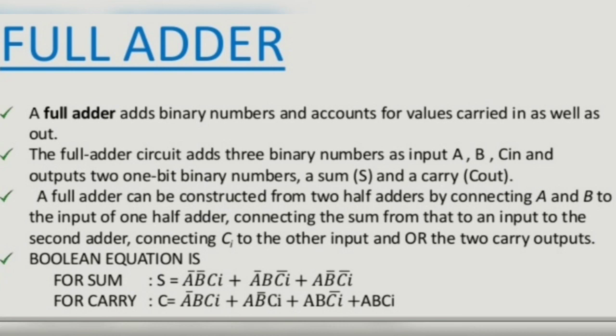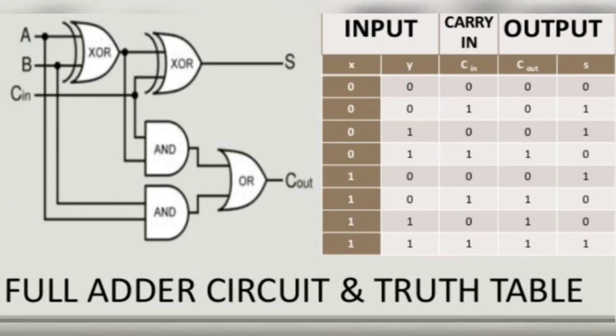The Boolean equation for the sum, S is equal to A bar B bar C in plus A bar B C in bar plus A B bar C in bar. For the carry, C is equal to A bar B C in plus A B bar C in plus A B C in bar plus A B C in. Full adder circuit and its truth table.